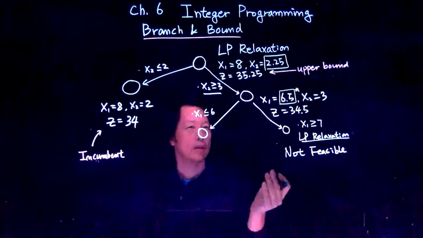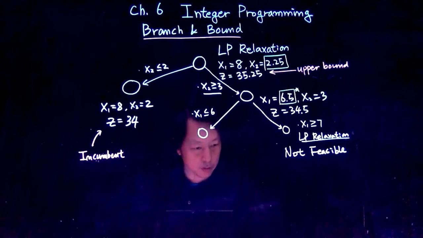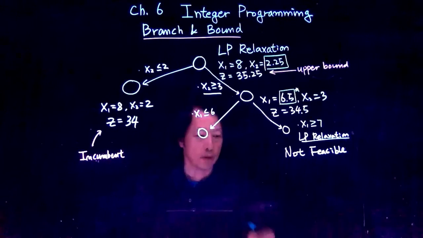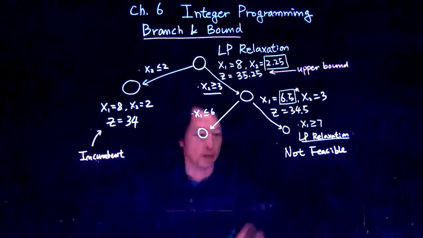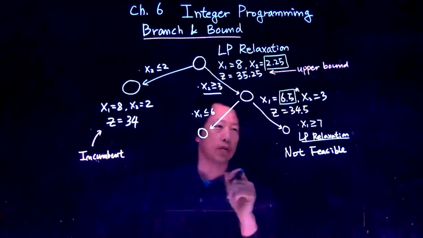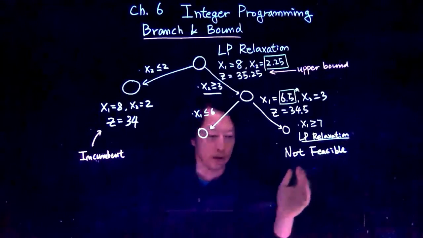Which means you cannot find a solution, because in the original problem, 2x1 plus 4x2 should be less than 25, and then you cannot satisfy anything. So you ignore this branch. Your branch is done here.